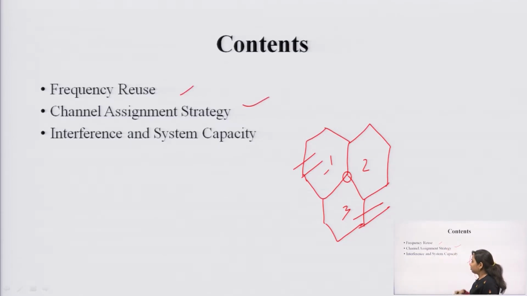Next is the channel assignment strategies. Whenever I am assigning this set of frequencies, also known as channels, what strategy I have to follow, that is the channel assignment strategy. Another topic is interference and system capacity. This is a numerical part, or you can say a derivation part, where we calculate what the interference is and what the system capacity will be.